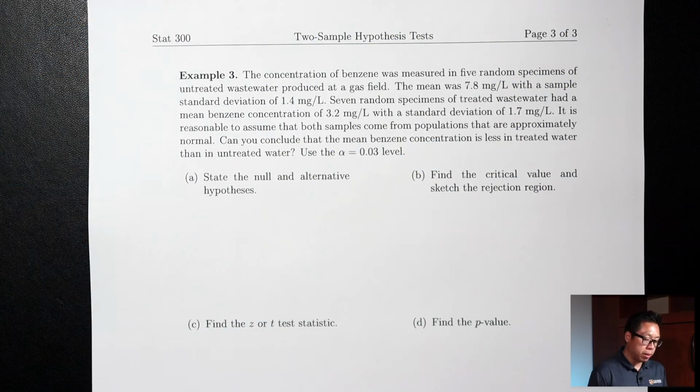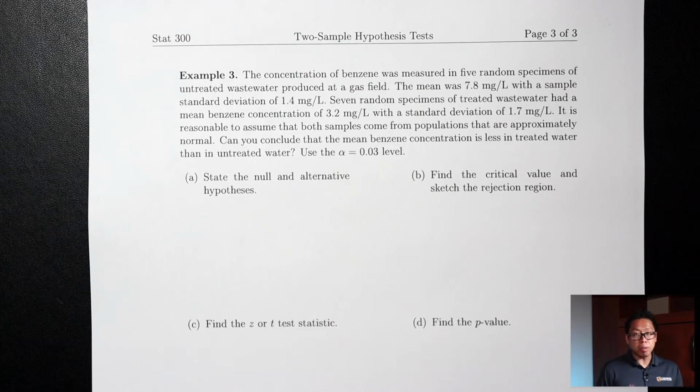The concentration of benzene was measured in 5 random specimens of untreated wastewater produced at a gas field. The mean was 7.8 milligrams per liter with a sample standard deviation of 1.4 milligrams per liter. 7 random specimens of treated wastewater had a mean benzene concentration of 3.2 milligrams per liter with a standard deviation of 1.7 milligrams per liter. It is reasonable to assume that both samples come from populations that are approximately normal. Can you conclude that the mean benzene concentration is less in treated water than in untreated water? Use the alpha equals 0.03 level.